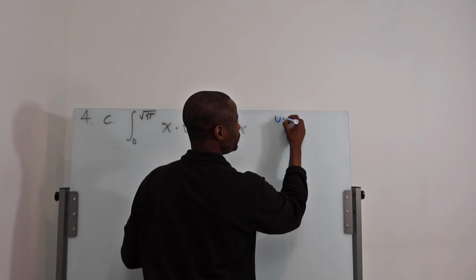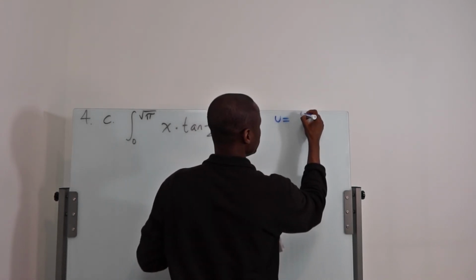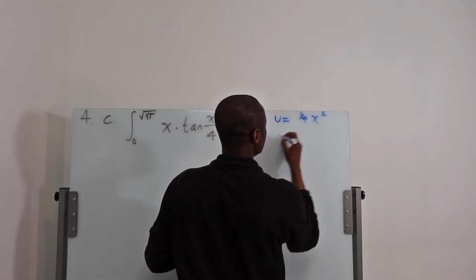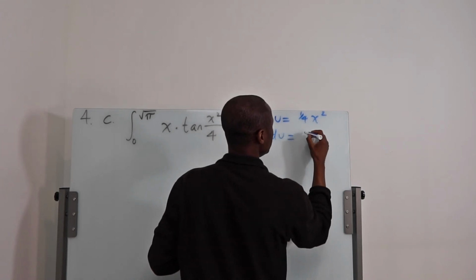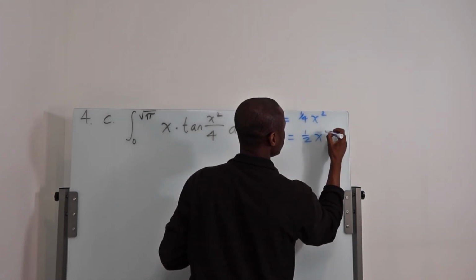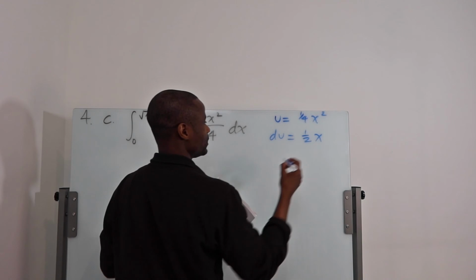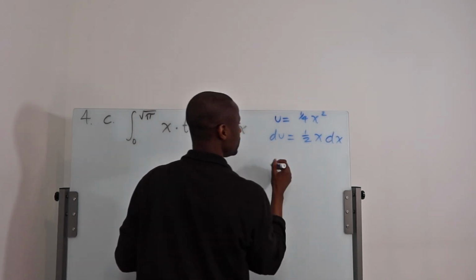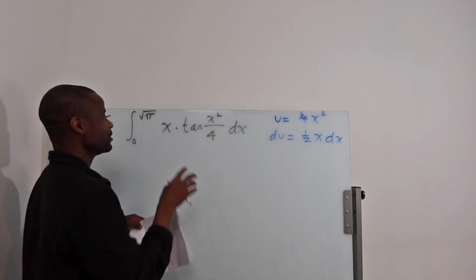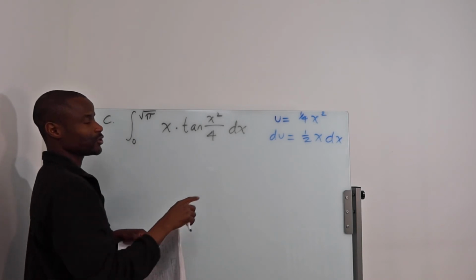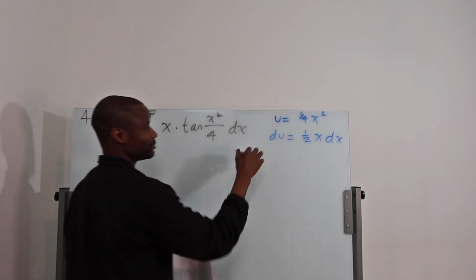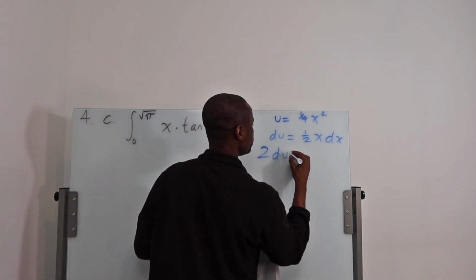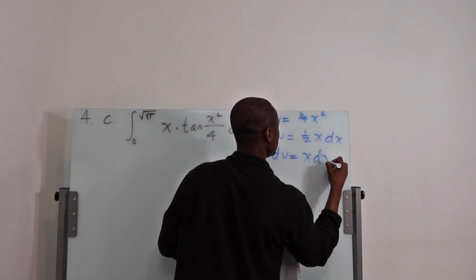Let's let our u be 1/4 x squared. Du then is going to be 1/2 x dx. I have a half x dx here. Here I have an x dx. So all I have to do is simply double du. So 2 du equals x dx.